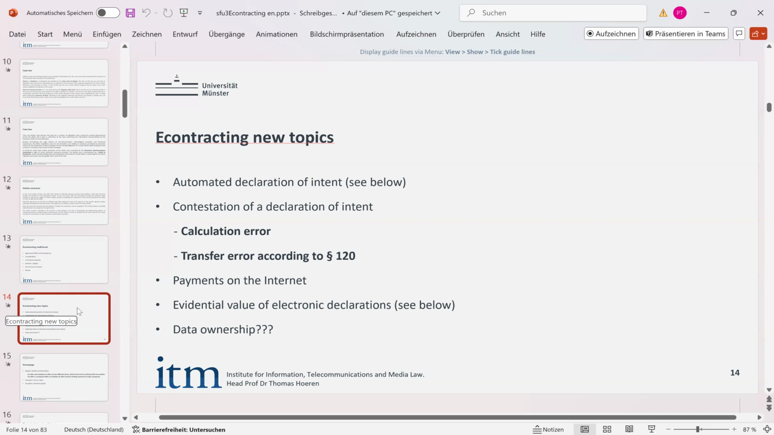So what is the evidential value of electronic declaration? How can you prove that somebody really ordered a good? It's very, very complicated, and I will come to that in minutes. And you see one question with three question marks: data ownership. To whom belong data? Who is the owner of data?